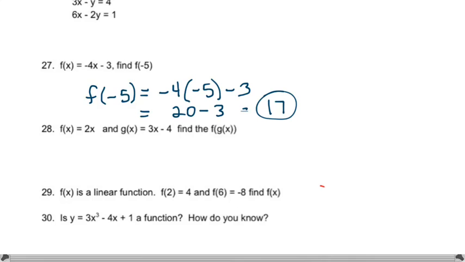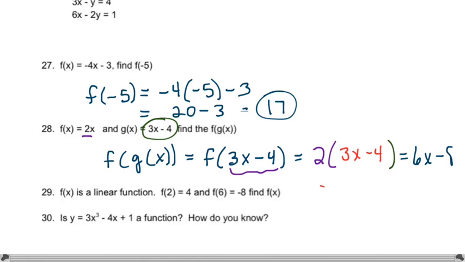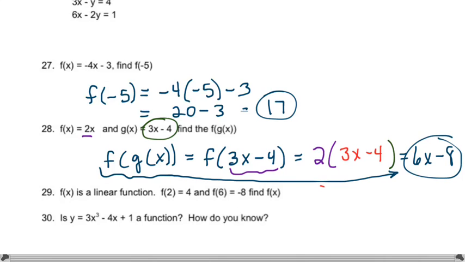28, we want the f of g of x. So f of g of x, we start on the inside. We replace g of x with what it's equal to. And we plug, I'm going to show this with different colors, into f of x. Here's f of x. F of x is 2 times what you're plugging in for x. And in this case, we're plugging in 3x minus 4. So that's our 2x, but x has been replaced with g of x. And then we just simplify that thing down, and that would be 6x minus 8. So notice f of g of x equals 6x minus 8.